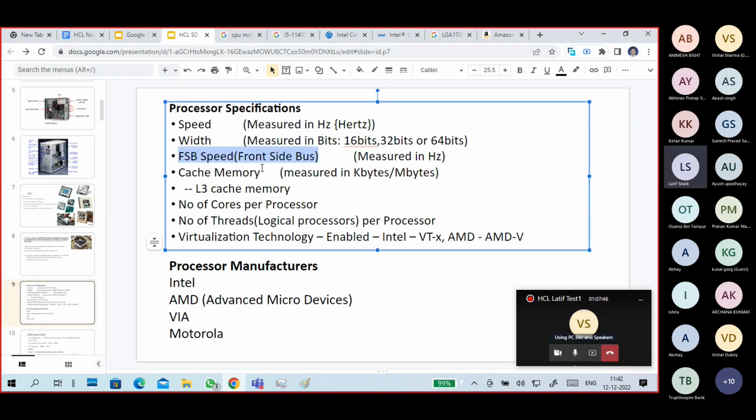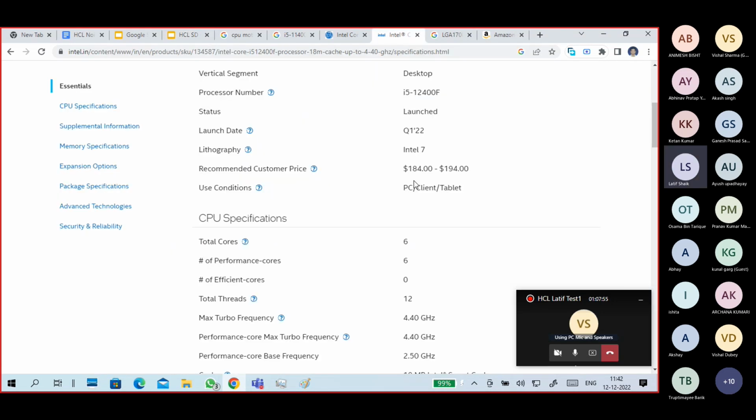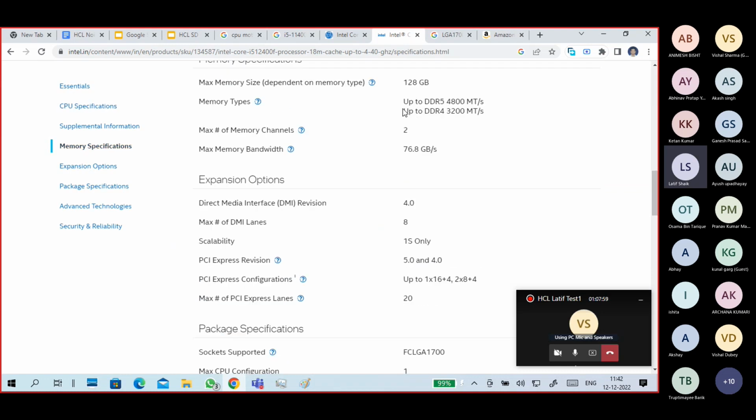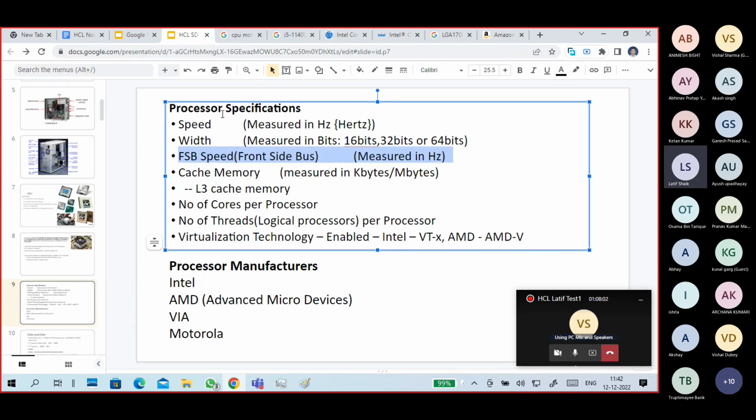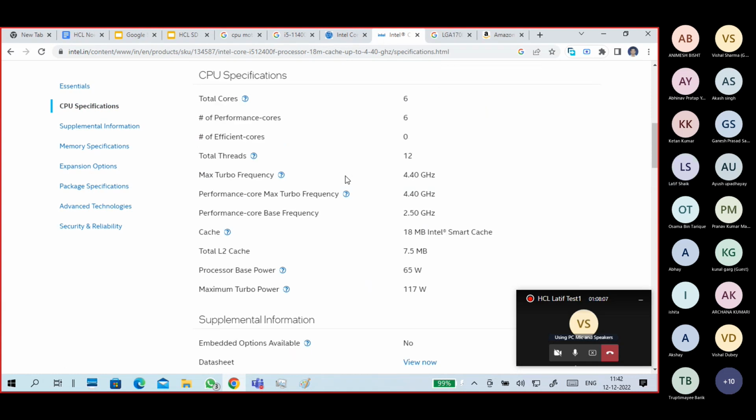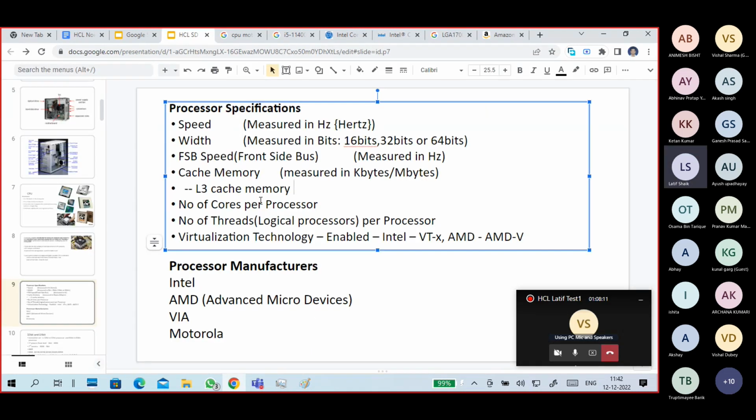Okay. So these are the things, guys. Speed, check the speed, width 32-bit or 64-bit. FSB is a RAM supporter. Okay, what RAM to use is based on the FSB. And also I told you about cache memory. So what is the cache memory? This one has 18 MB cache memory. Cache memory improves speed of processing. Number of cores per processor, number of logical processors, and virtualization technology. Nowadays, when you are buying a laptop or a desktop, compulsorily check the virtualization technology.